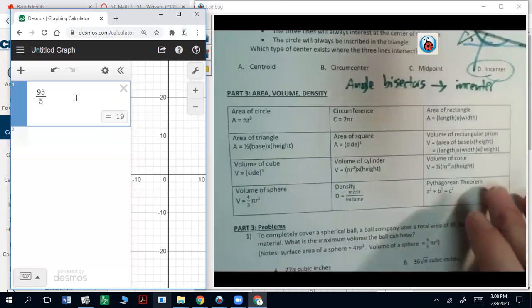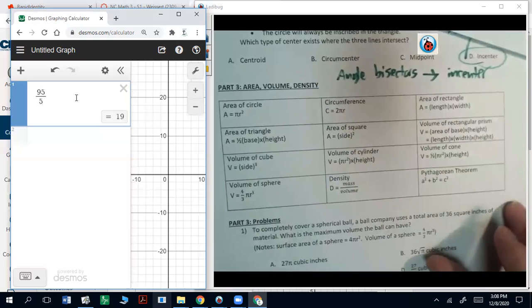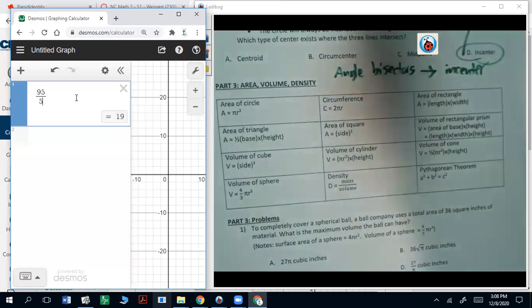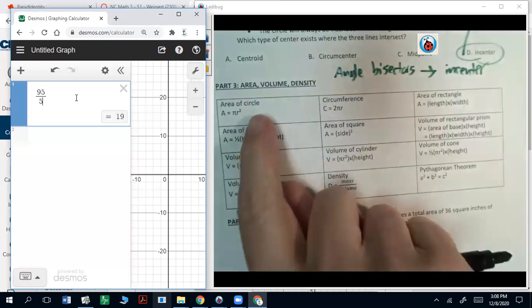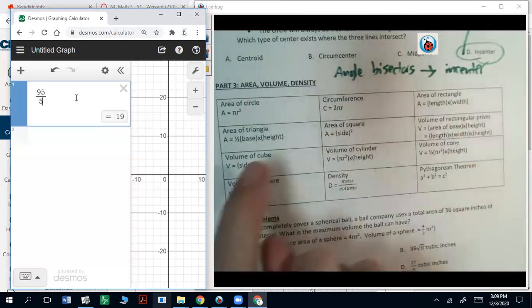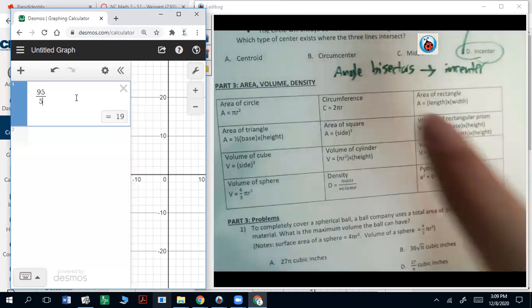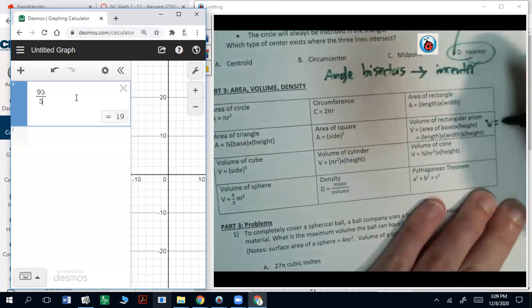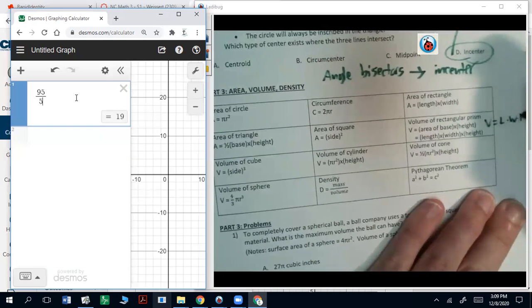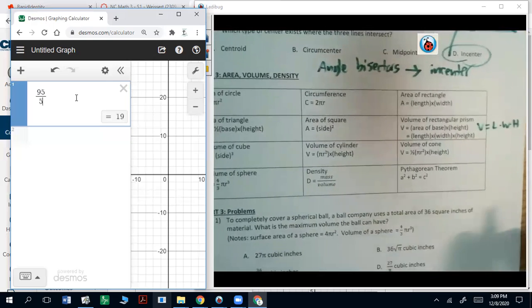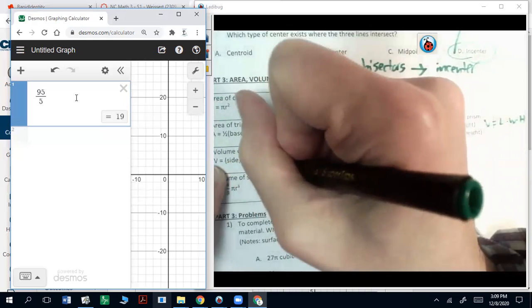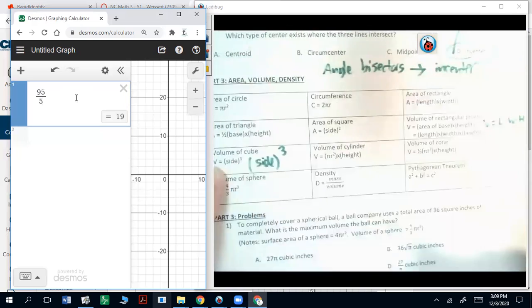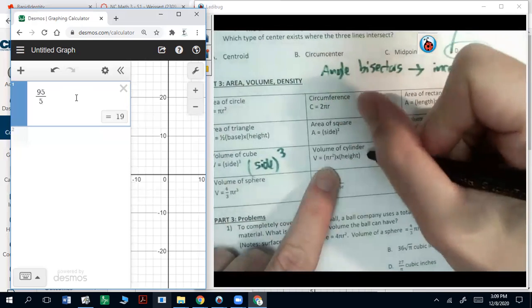Part 3 is a bunch of volume and density formulas that we haven't gone over yet. So they are here for your reference, and some area formulas too: circle, rectangle, area of a triangle, circumference, square. But then volume of a rectangular prism, you might better know that as L times W times H, length times width times height. Volume of a cube is side to the third power, side cubed. Volume of a cylinder, pi r squared times height.